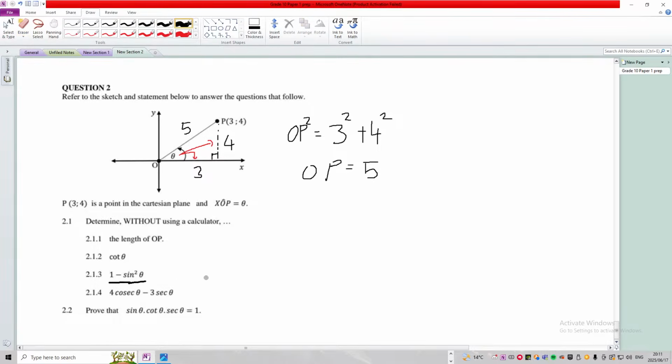So, 1 minus sine theta squared. Okay. So we have 1 minus, now this is where we make our silly errors. Sine squared, so we're going to put bracket, sine of theta equals opposite over hypotenuse. So now I'm going to put opposite over hypotenuse. What is 9 over 25? Oh, you're solving all of it. Okay.